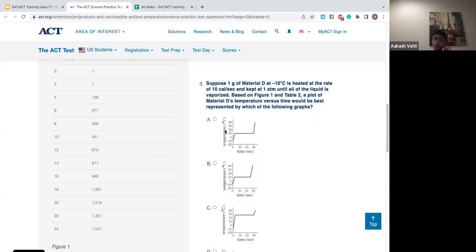I'll read it out, I guess. So suppose 1 g of material D at negative 10 Celsius is heated at the rate of 10 calories per second and kept at 1 atm until all of the liquid is vaporized. Based on figure 1 and table 2, a plot of material D's temperature versus time would be best represented by which of the following graphs?